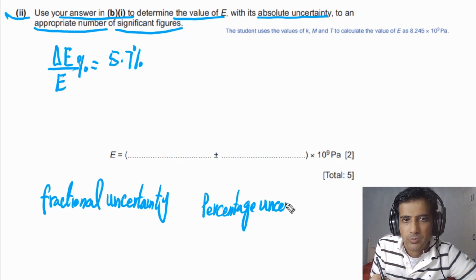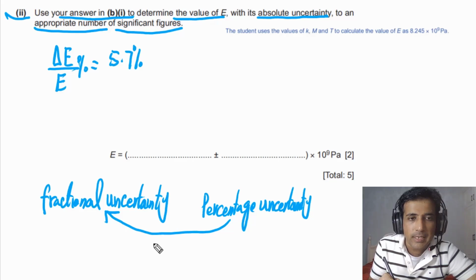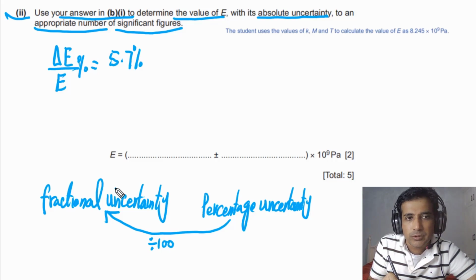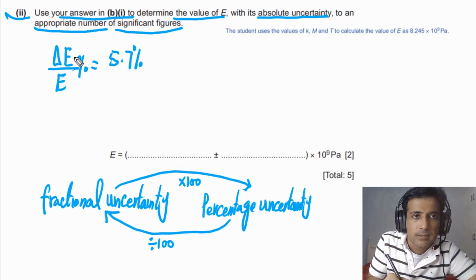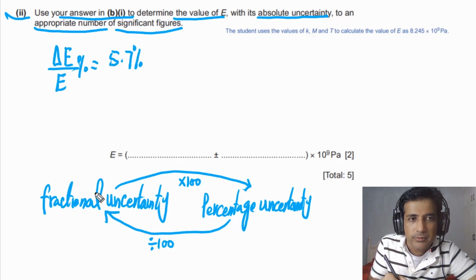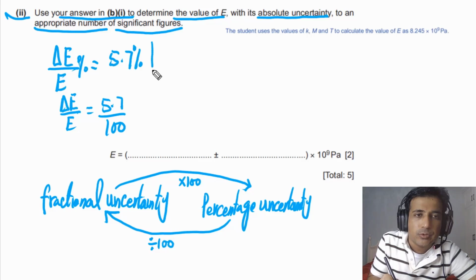If you want to convert percentage uncertainty into fractional uncertainty, you have to divide by 100. If you want to convert fractional uncertainty into percentage uncertainty, you have to multiply by 100. Now in this case, we have percentage uncertainty and we want to convert it into fractional uncertainty. So we have to divide this by 100. So we write 5.7 divided by 100.